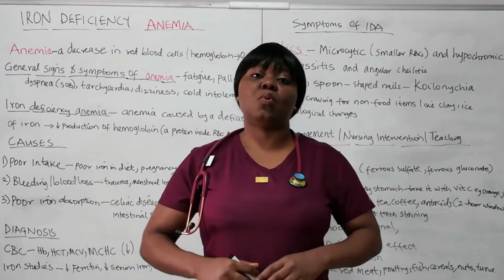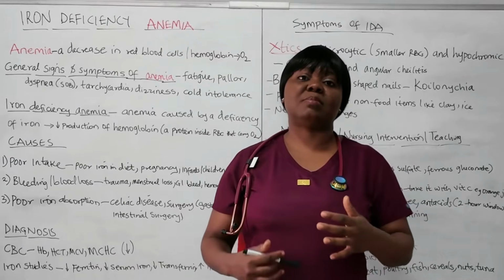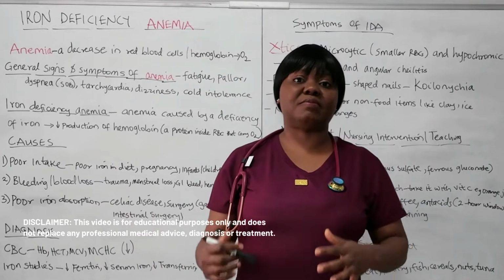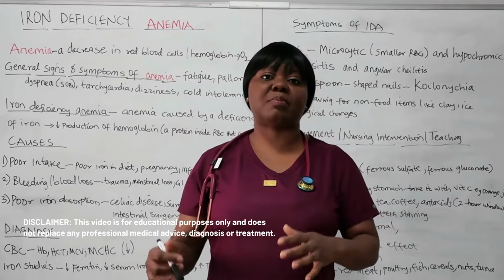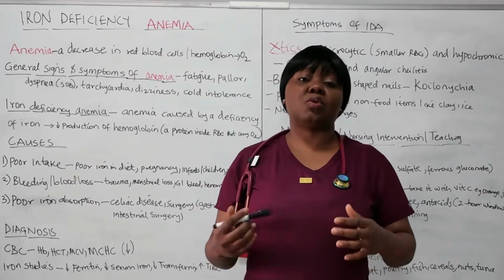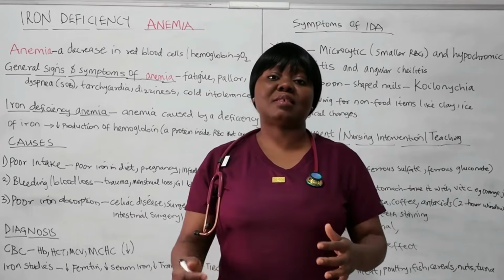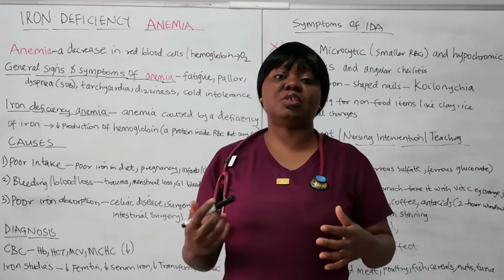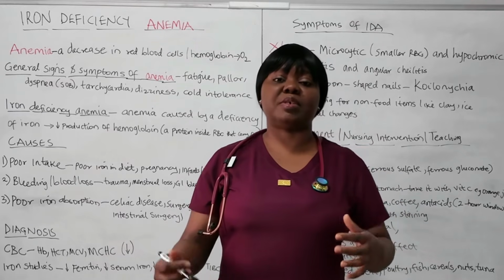In today's video, we'll look at anemia. This is part of hematology review. Particularly, we'll be looking at a type of anemia known as iron deficiency anemia because it's the most common type of anemia. We'll be looking at the causes and pathophysiology, the signs and symptoms, how to diagnose iron deficiency anemia, and also the treatment options, including nursing interventions and patient teaching.